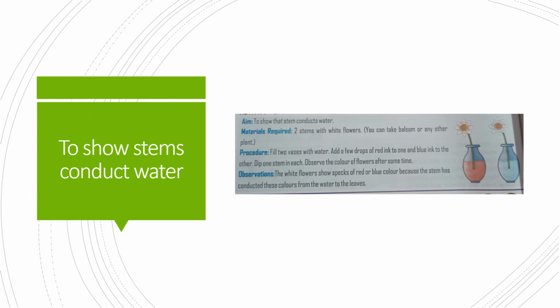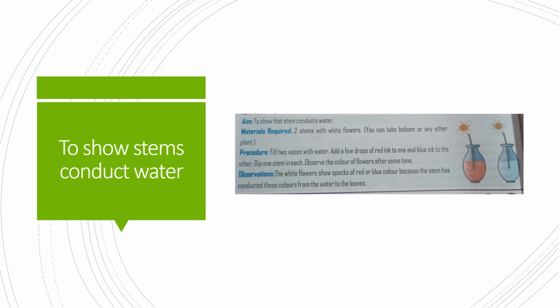Activity to show that stem conducts water. So what are the things that we require for the same? We require two stems with white flower. So here you can see the balsam is taken in two different jars. Now what is the procedure to be followed? Fill two vases with water, add a few drops of red ink to one and blue ink to the other. Dip one stem in each. Observe the color of the flower after some time or some days.